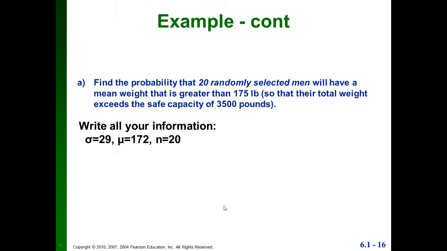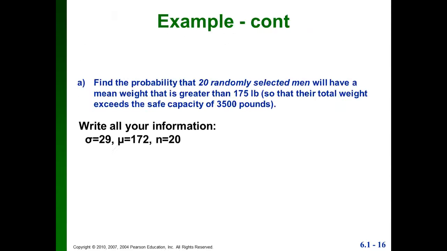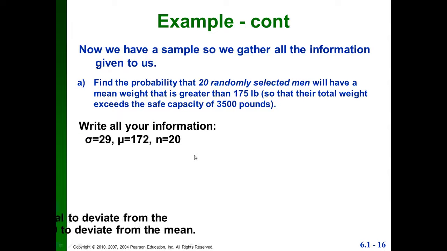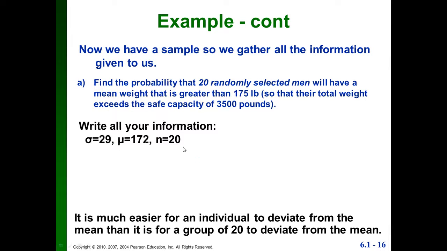Let's look at another problem right here. Now, this time we have a sample of 20. So we do the same ideas. We write down our information, okay? So we write our information down, 29, 172, but now we have the sample size of 20. We go ahead and do our probability statement, okay? But before we do that, we convert this into the standard error.